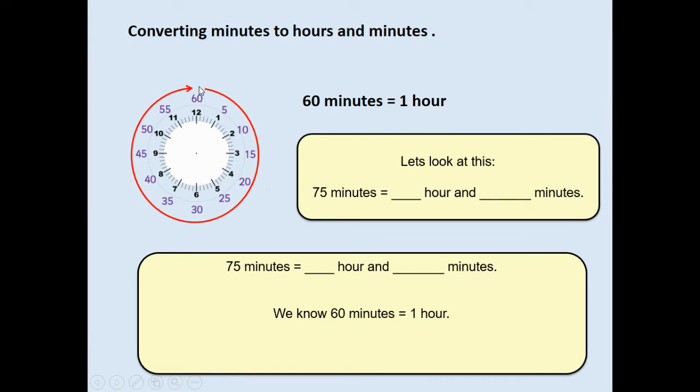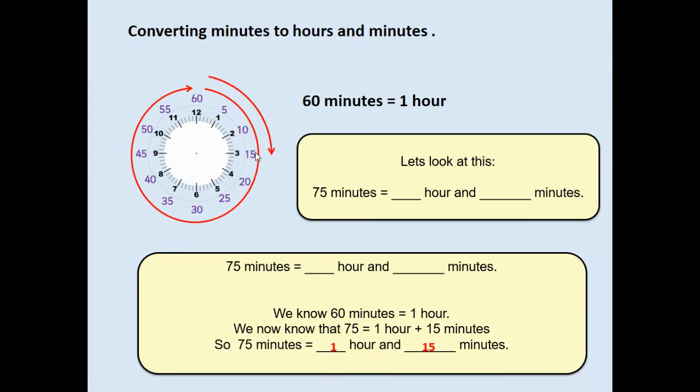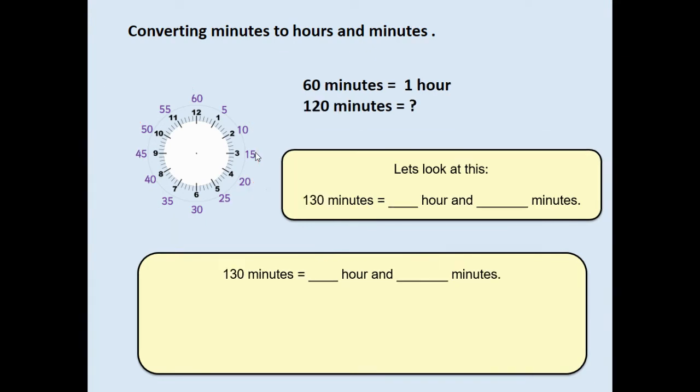So we already got to 60, we need to count on 65, 70, and 75. So we've got 1 hour plus 15 minutes, which equals, so 75 minutes equals 1 hour and 15 minutes. So it's 1 hour and 15 minutes.